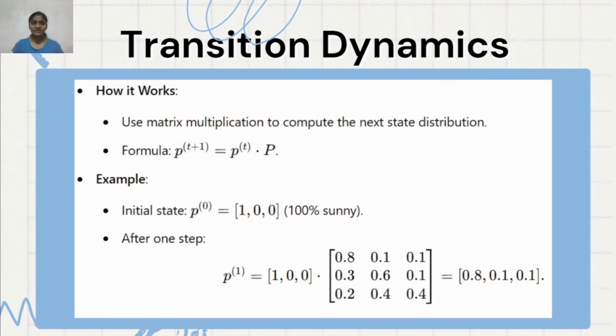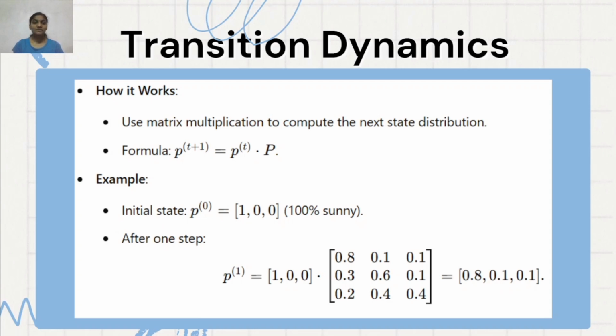Transition dynamics. How it works. Use matrix multiplication to compute the next state distribution. Here is the formula. P of t plus 1 is equal to P of t dot P. Example, for initial state P of 0 is equal to 1, 0, 0, 100% sunny.